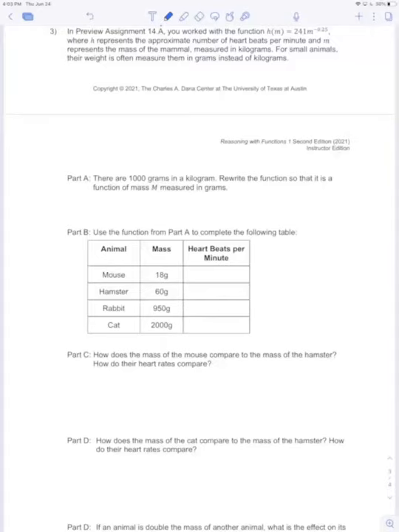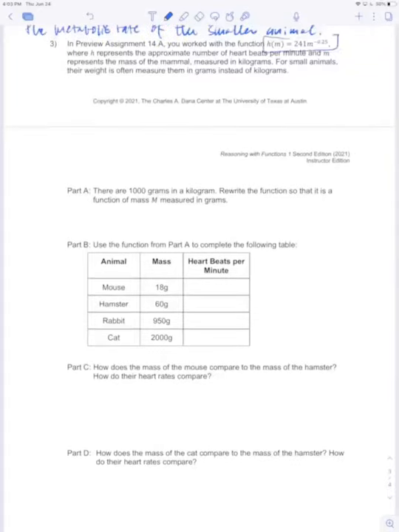Well, if we do that, I'm just starting with this. I'm drawing a little box around it here, and we're going to adjust this. So it's going to be h of m equals 241, and then it's an m over 1,000 to make the adjustment, then negative 0.25 is the power. So for part B, use the function from part A, which we just wrote, to complete the following table. We want to again find the heartbeats per minute.